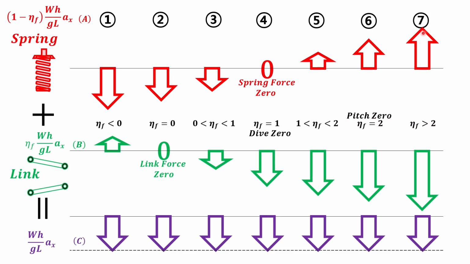Number 7 indicates that if the virtual reaction point lies above the pitch angle 0 line, eta F is greater than 2, meaning that in absolute value, the resultant vertical force compressing the links is more than twice as large as the vertical force tensioning the spring. In this region, the front ride height is greater than the rear ride height.